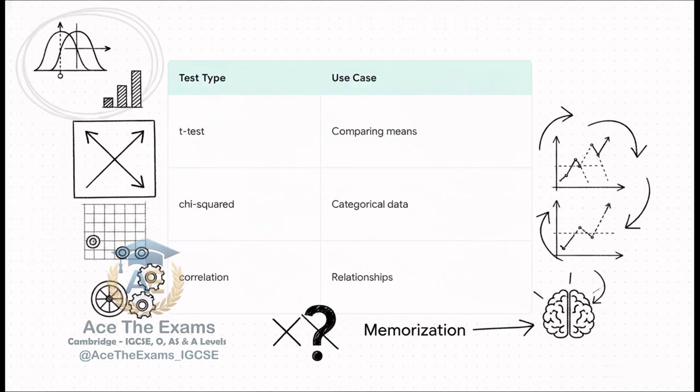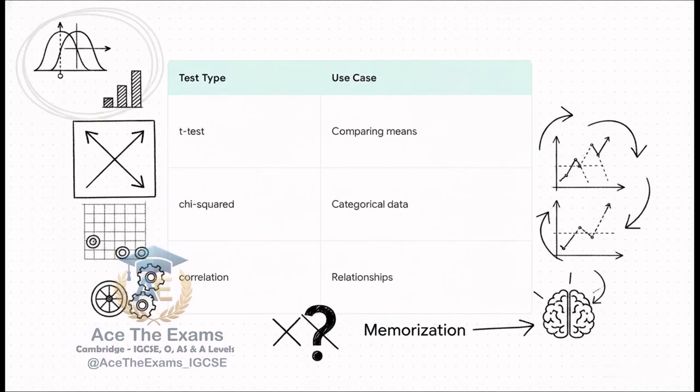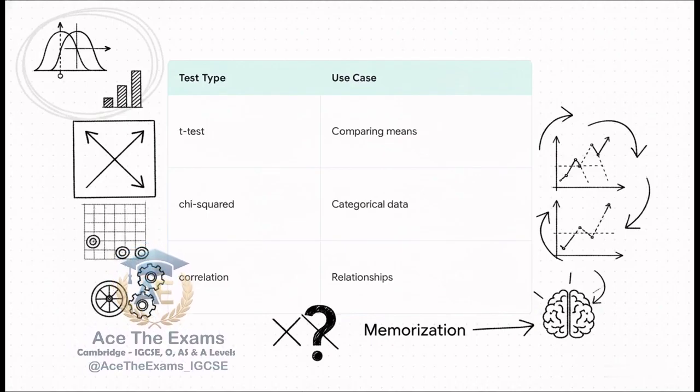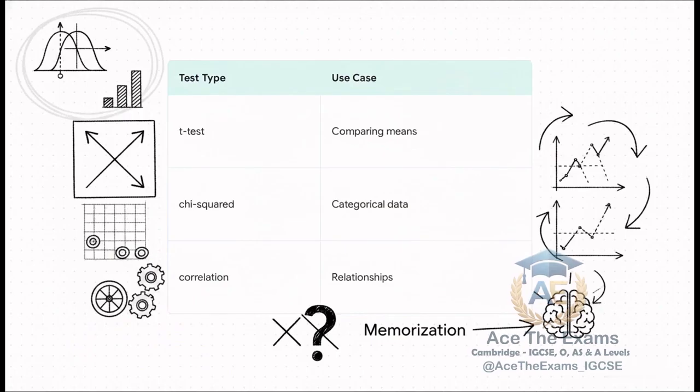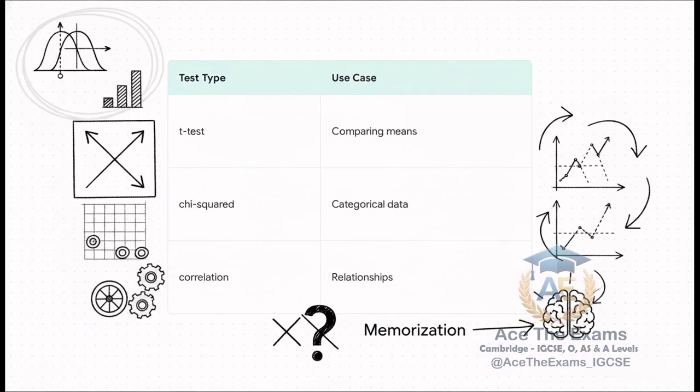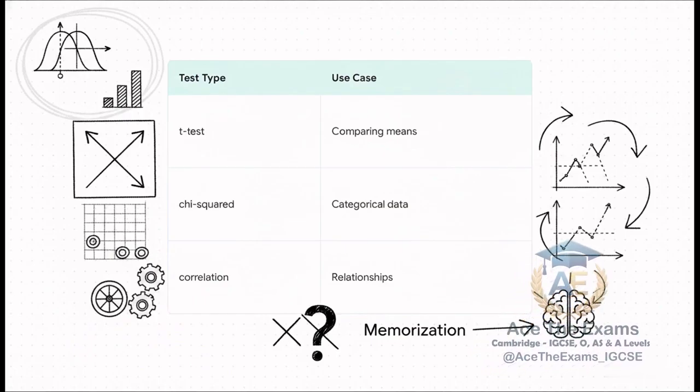You apply chi-squared when you are dealing with categorical data. And then you use a correlation test to identify relationships, maybe between light intensity and the rate of mineral ion uptake. Knowing exactly when to use these is absolutely crucial so you don't apply the wrong framework during the exam.